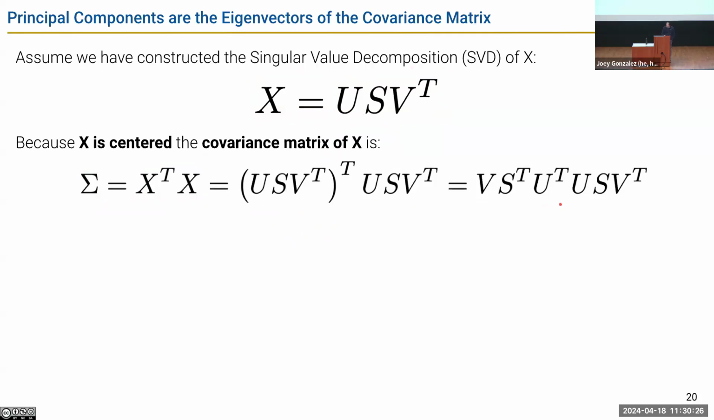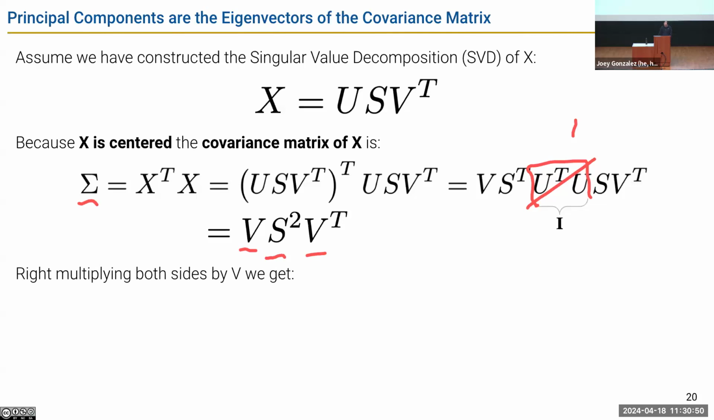Clear my slide for a second. And something neat happens. This was an assumption that we had about U: U transpose U is the identity matrix, so that's just 1. So we get sigma equals V S squared, just for simplicity of notation, times V transpose. If you're curious, S squared is just the square of the diagonal elements of S.